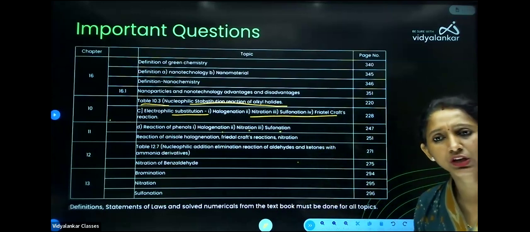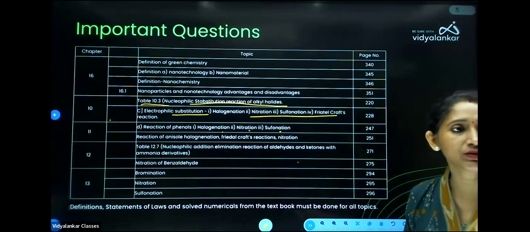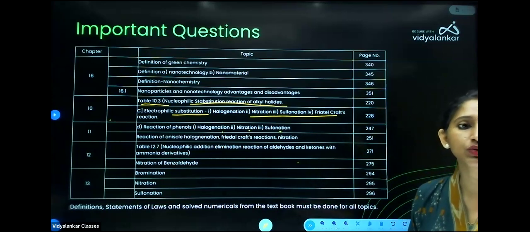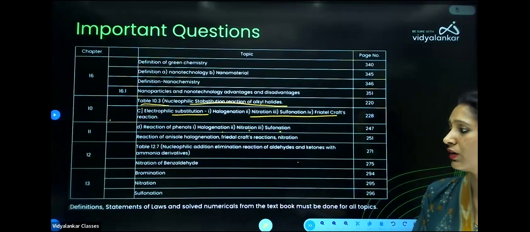Again, the chapter is with the name reactions. Try to practice the name reactions. Definitely you will be able to write them in the paper if you are doing writing practice.